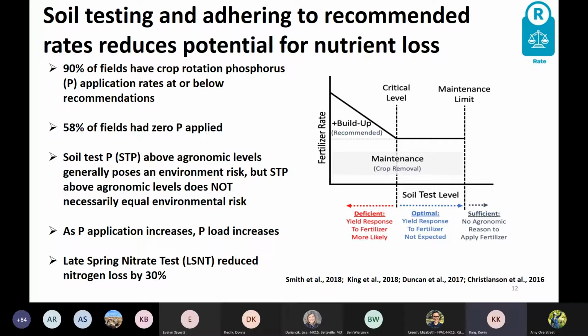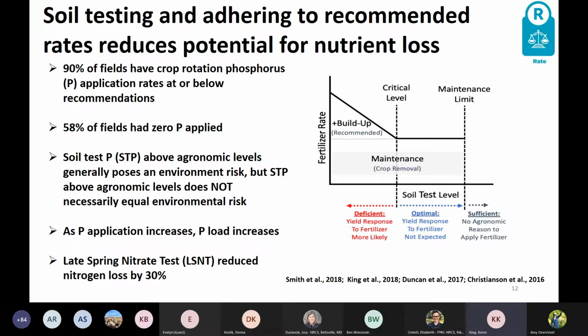Using soil test data and water quality data from the 42 fields within our Ohio Edge of Field network, there is clear evidence that soil test phosphorus concentrations above the agronomic levels generally pose an environmental risk. However, soil test phosphorus levels above the agronomic level do not necessarily equal environmental risk. We have several instances where concentrations exceed that maintenance limit, but we still don't see a negative response from water quality.